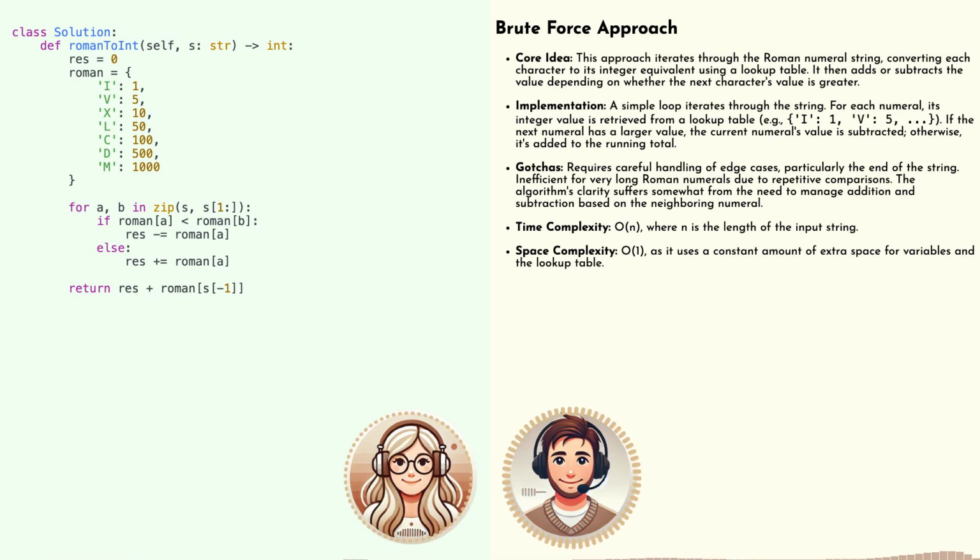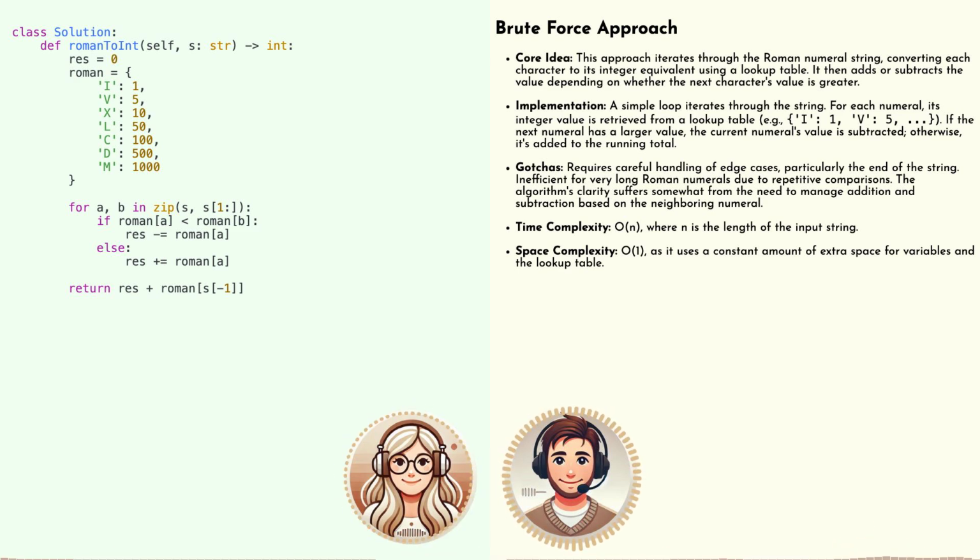Okay, so back to our example, MCMXCIV. How would this brute force approach work step by step? We'd start by looking up the value of M, which is 1,000. Then we'd compare it to the next symbol, C, which is 100. Since 100 is less than 1,000, it's a subtractive case. Exactly. So we subtract 100 from 1,000, which gives us 900, and we add that to our total. Then we move on to the next pair, C and M.